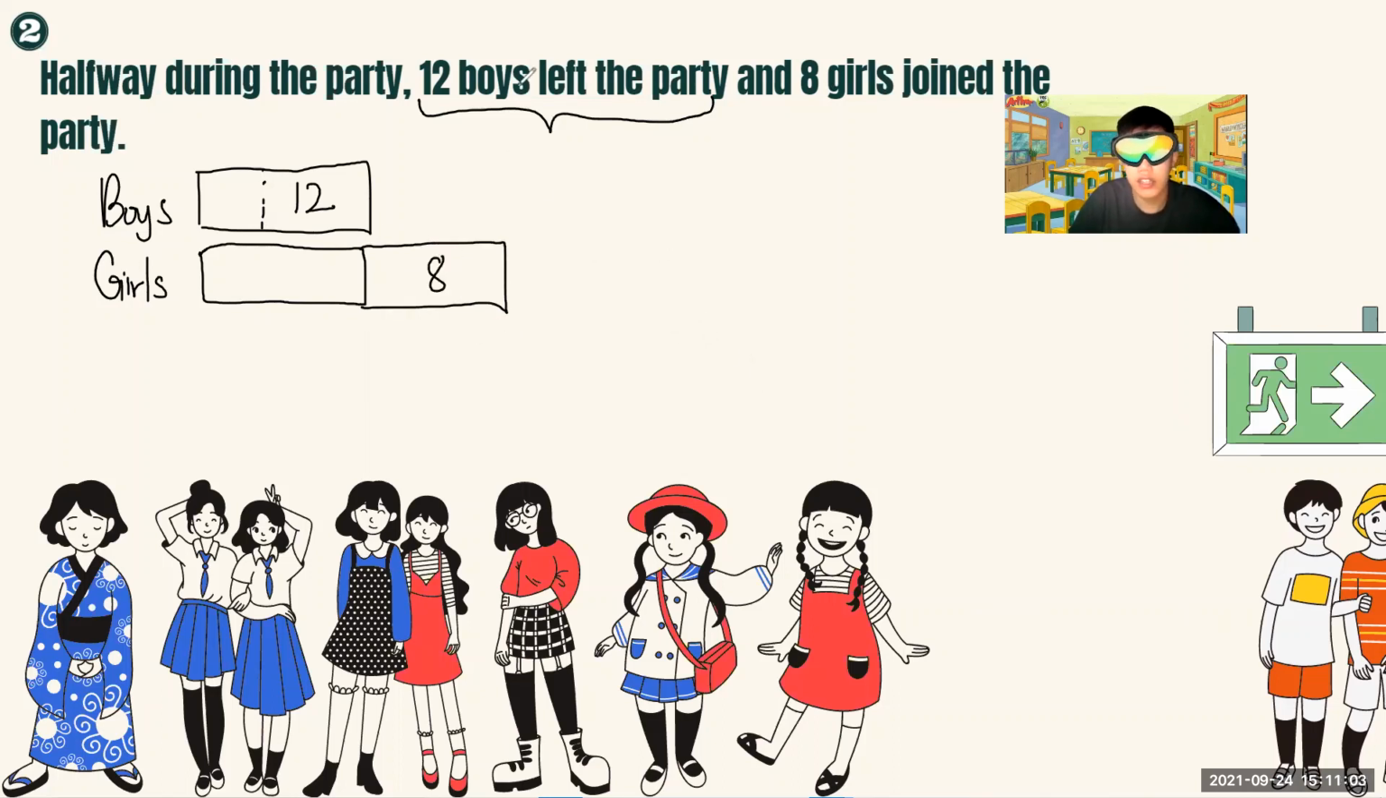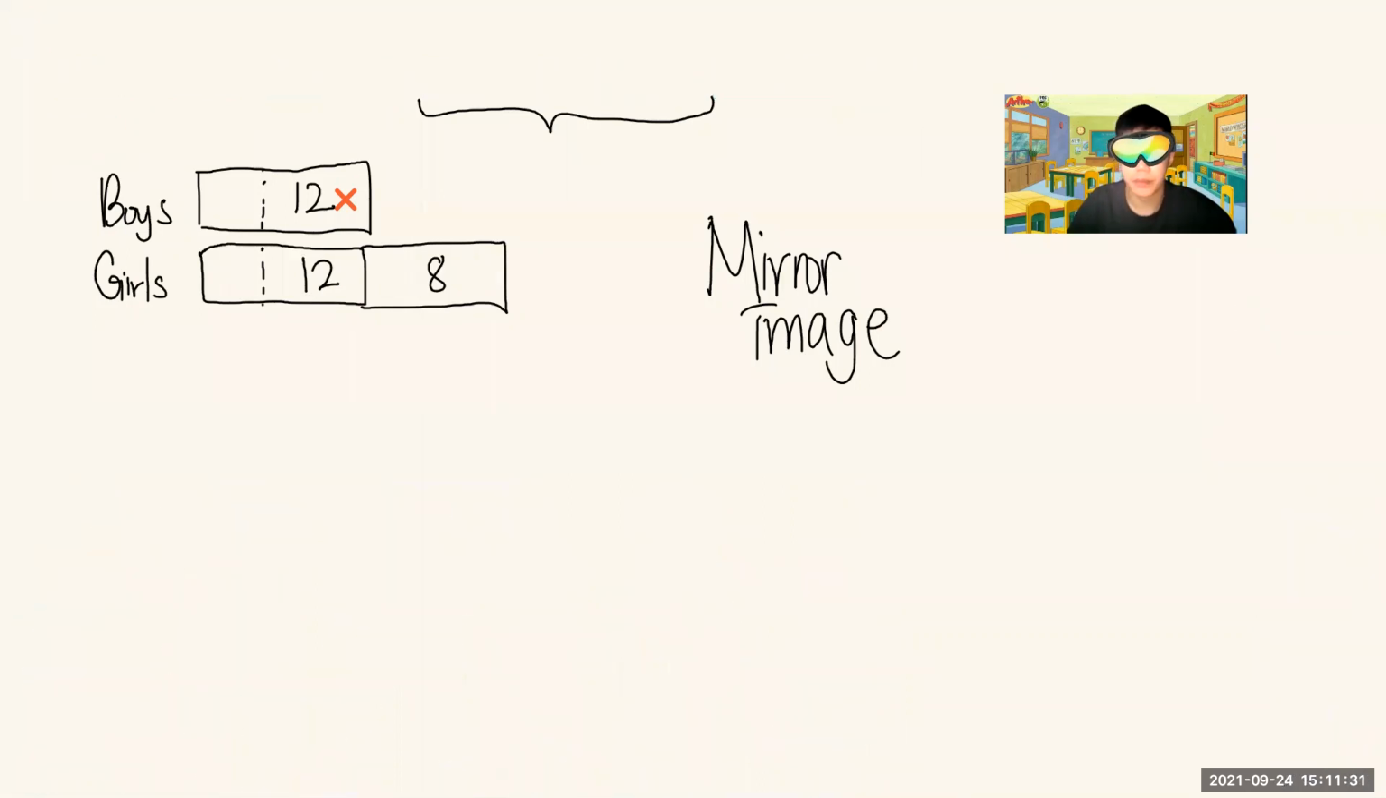Now, here's what I want you all to do. I want you to cross it out, to intentionally show that 12 is no longer there. And then we are going to apply something we call the mirror image. Now, what's mirror image? Mirror image is basically this: if this is 12, whatever is below or on top must be 12 as well. But this you should not cross out because it is still there. Once you're done with this, we can move on to the next sentence.